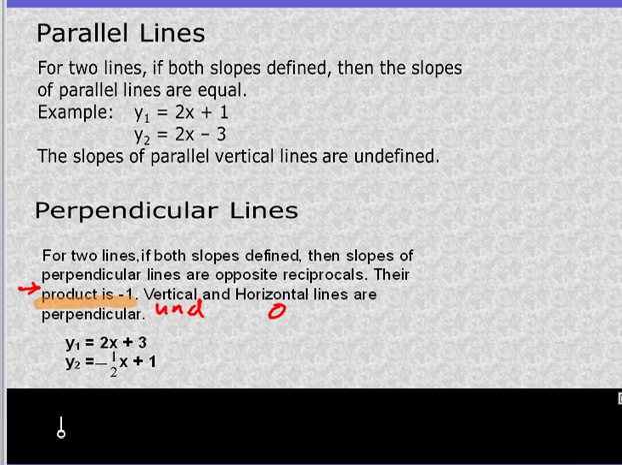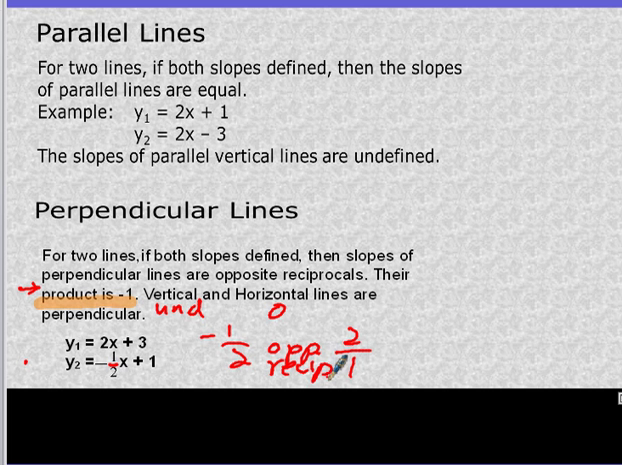Second equation, y equals negative 1/2 x plus 1, and my lines seem to disappear. So negative 1/2 is the opposite reciprocal of a positive 2, which if we wrote it as a fraction would be 2 over 1. All right, so that's how we can tell if lines are parallel or perpendicular.